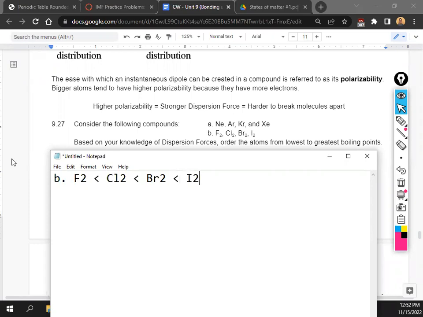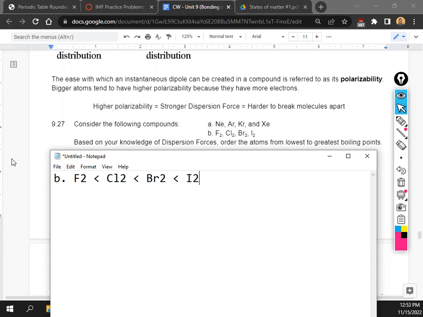Do amounts matter? What do you mean? Like since F2 and Cl2, there's two. No, it doesn't matter. Because what was the reasoning behind it? I'll get to that in a sec. But what was the reasoning? Why is F2 the lowest?